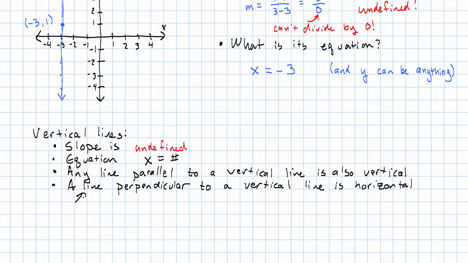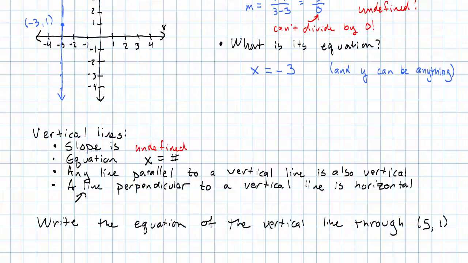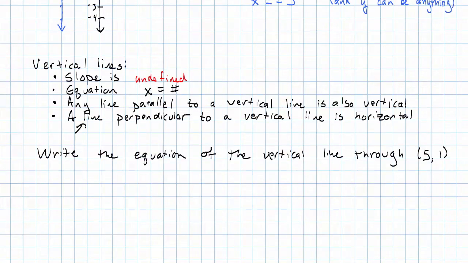The last question we might have about vertical lines is, how do we write the equation of a vertical line through a given point? Well, recall again that every point on a vertical line will have the same x-coordinate. So the equation of the vertical line through 5, 1 is just x equals 5. In general, the equation is just x equals the given x. That's all there is to it.